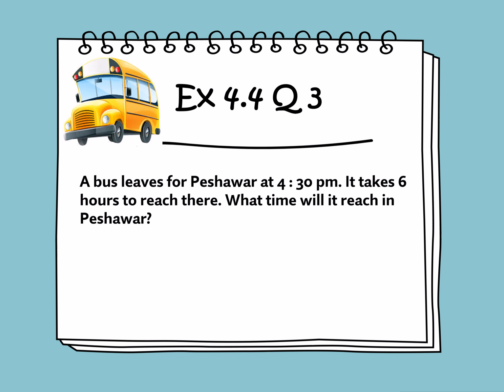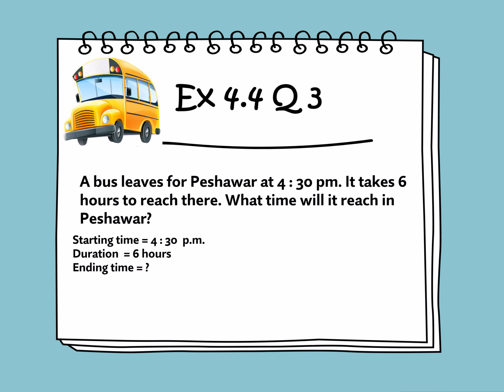Just recall 2 points. To find out the ending time, we add duration to the starting time, and to find out the starting time, we will subtract duration from the ending time. So look at this question, exercise 4.4, question number 3. A bus leaves for Peshawar at 4:30 p.m. Leaving for Peshawar means starting time. It takes 6 hours to reach there and duration is 6 hours. What time will it reach in Peshawar? It means we have to find out the ending time.